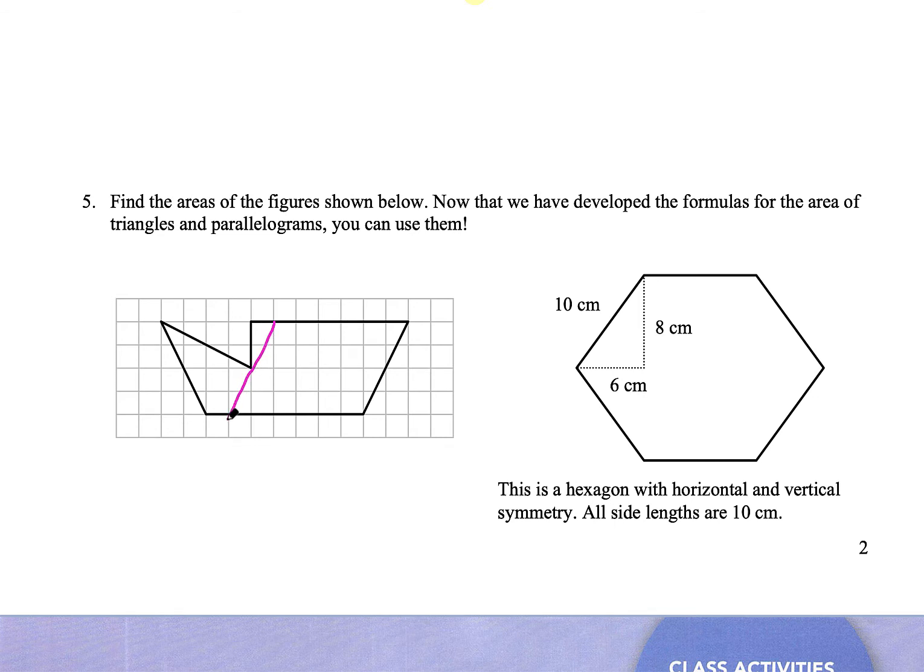a parallelogram. All right, so there is my parallelogram, and it has a base of 1, 2, 3, 4, 5, 6, and a height of 1, 2, 3, 4. So I know that this parallelogram right here has an area of 24 square units.